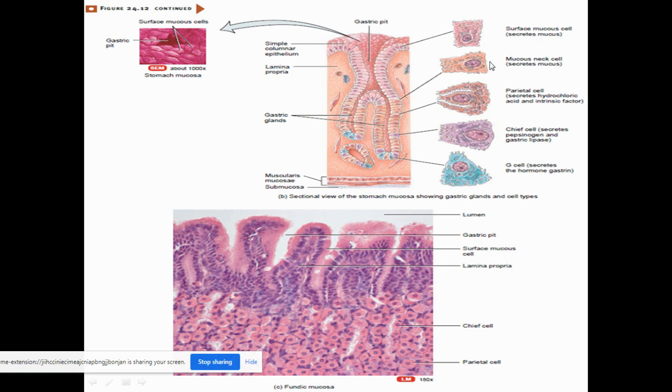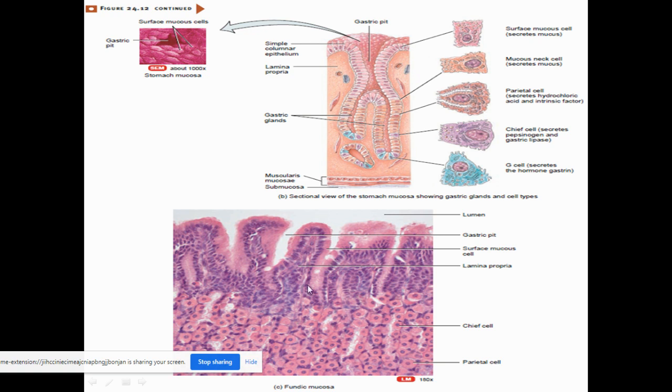Surface mucous cells and the mucous neck cells secrete mucus. Mucus is the lubricating fluid which is secreted in order to cover the food as well as the internal parts of the stomach. The third cell is the parietal cells. Parietal cells secrete HCl and the intrinsic factor. The next cell is the chief cell. They secrete pepsinogen and the gastric lipase. The fifth type of cell is called the G cell. They secrete the hormone gastrin.